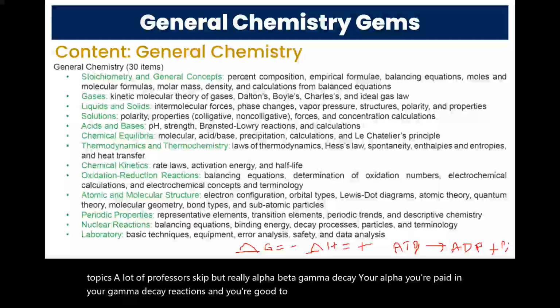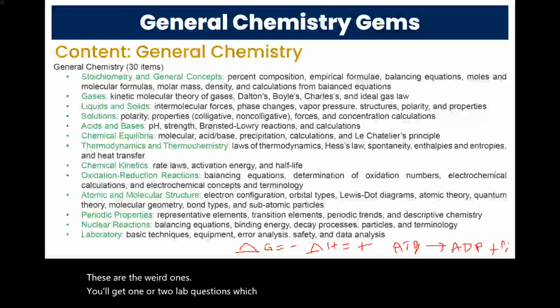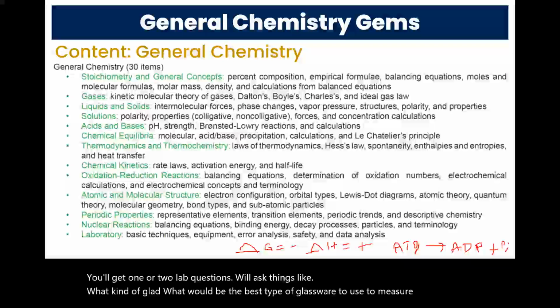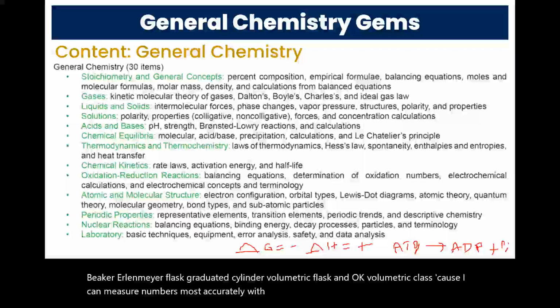And then finally, laboratory questions. These are the weird ones. You'll get one or two lab questions, which will ask things like, what would be the best type of glassware to use to measure volume? Beaker, Erlenmeyer flask, graduated cylinder, volumetric flask. And okay, volumetric flask, because I can measure most accurately with that. Things like weird lab questions. You might have to do a little bit of studying up on that stuff.